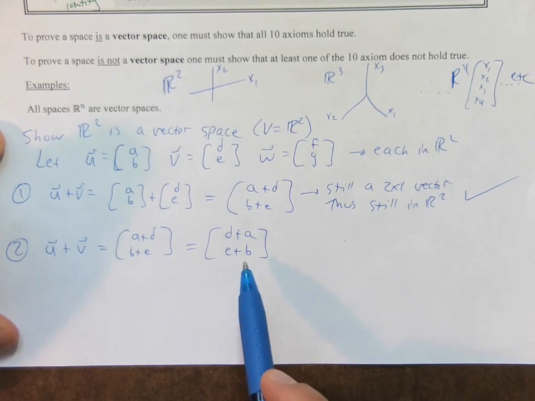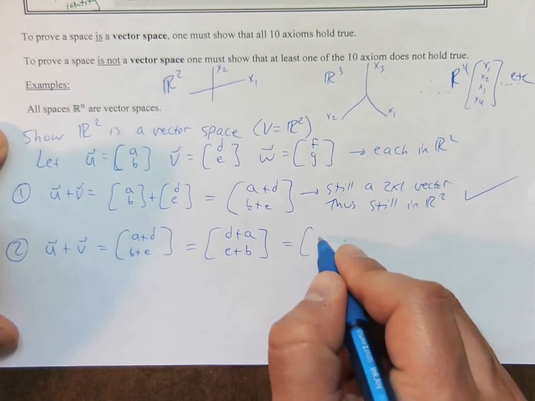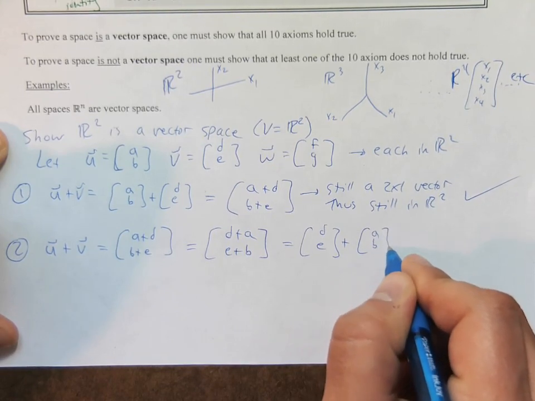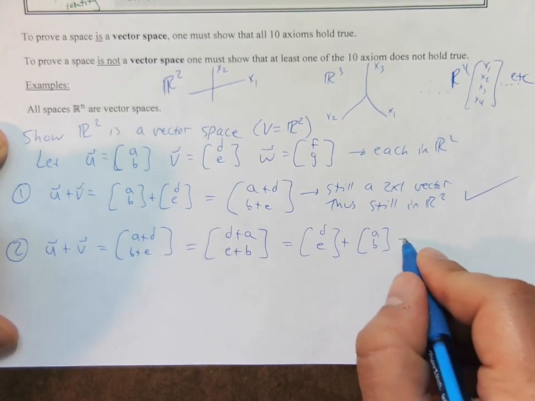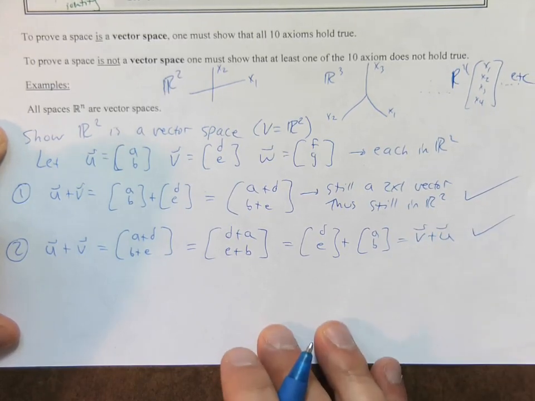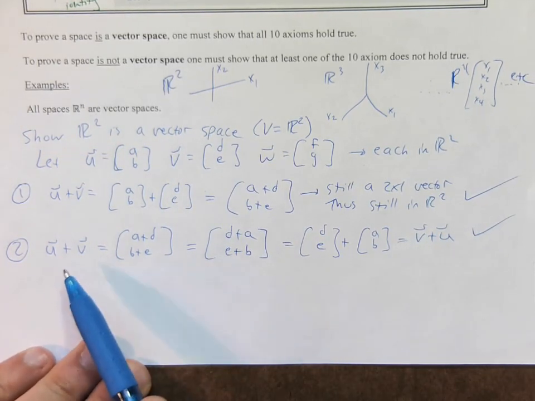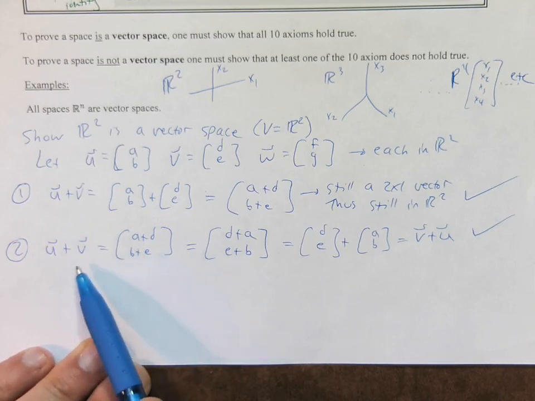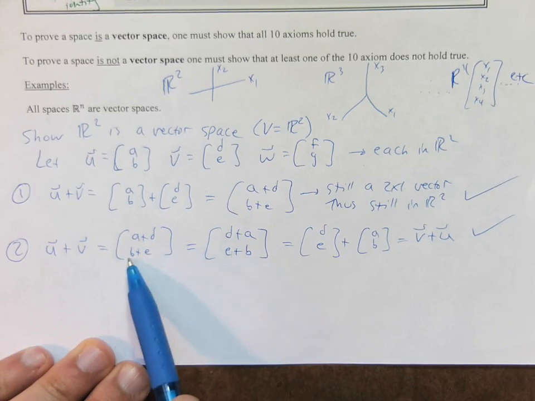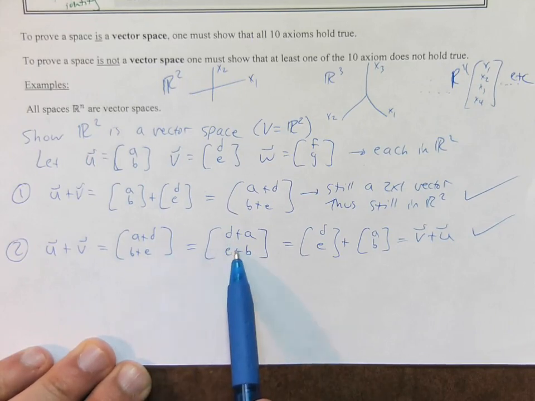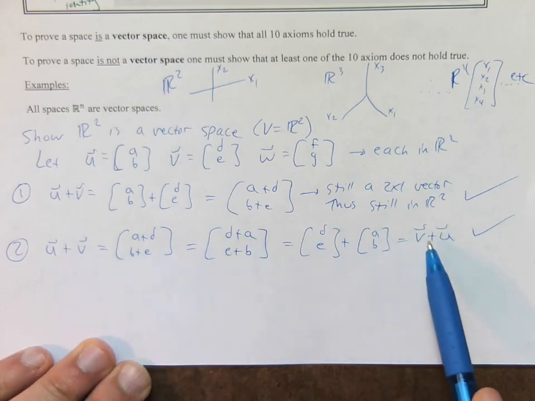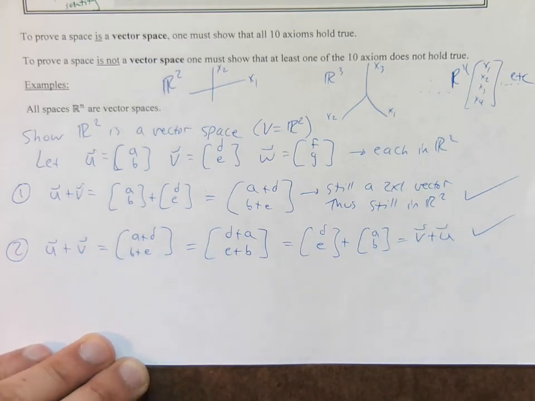And since we just changed the order, we can break it apart into two separate vectors, d e plus a b, and now this is v plus u. Check. Right, so we write down the element-wise representation of u plus v, and then we just change the order of those real numbers once we have that representation and split it up, so that we started with u plus v but we ended with v plus u, and so we showed the second property holds.